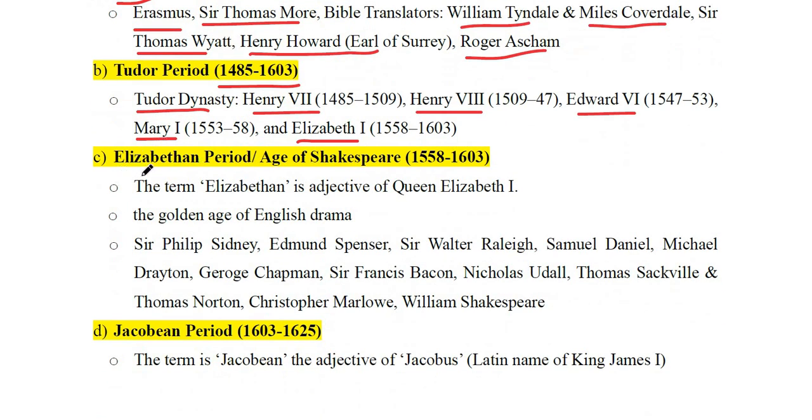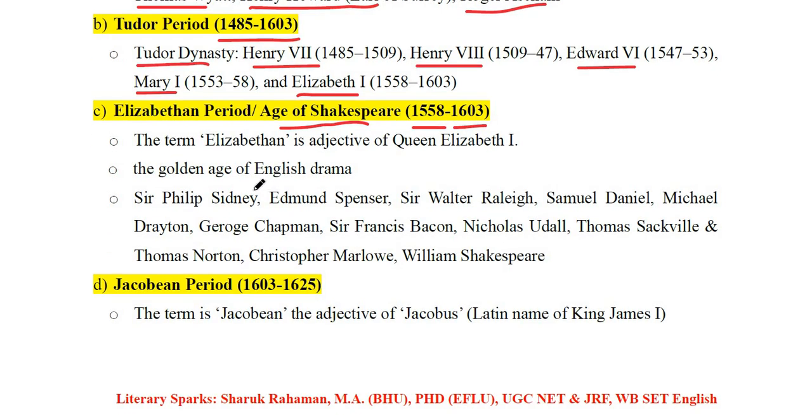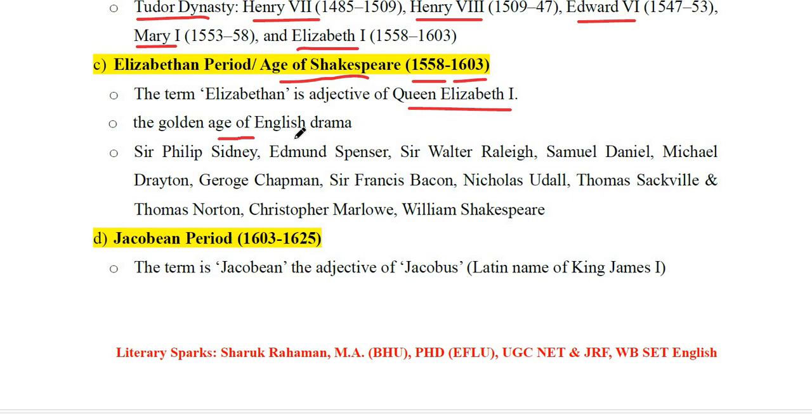So now we come to the Elizabethan period, the most fruitful of the Renaissance period, also known as the age of William Shakespeare, the giant of literary writers. It spans from 1558 to 1603, and it is named after Queen Elizabeth. She reigned during this time period. It was the golden age of English drama. Drama became so affluent that there were so many playwrights during this time period.